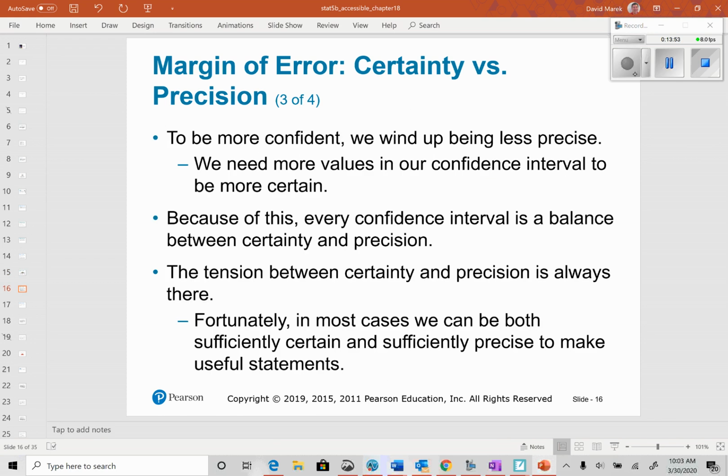Now, here's the trade-off. To be more confident, we wind up being less precise. We widen this out, more values in the confidence interval, to be more certain, but again, they refer to it as a balance, sometimes a tension. We can be both sufficiently certain and sufficiently precise to make both of them actually useful statements.